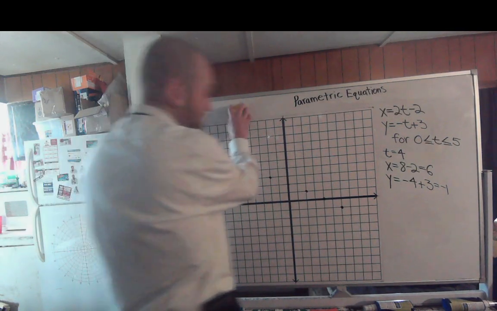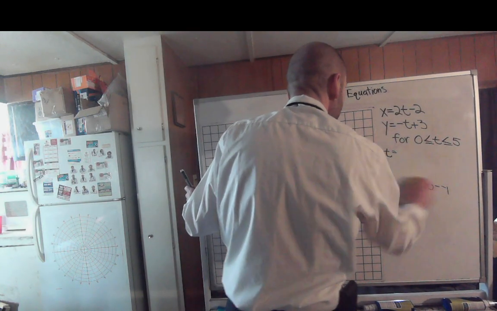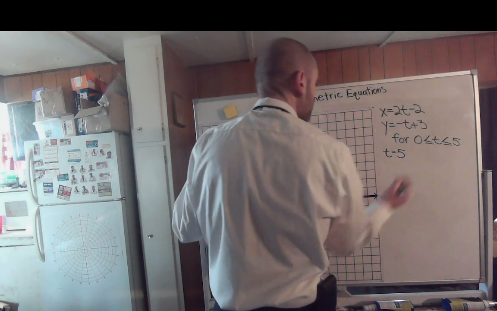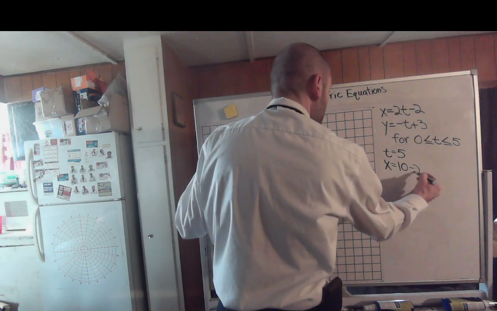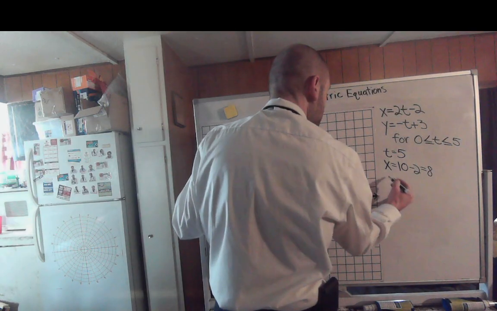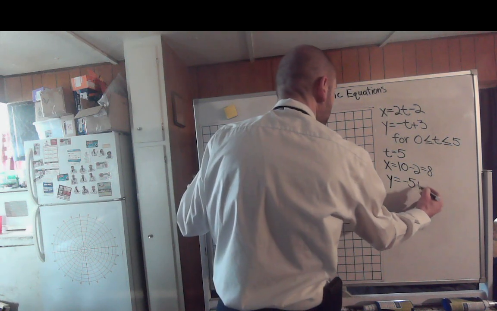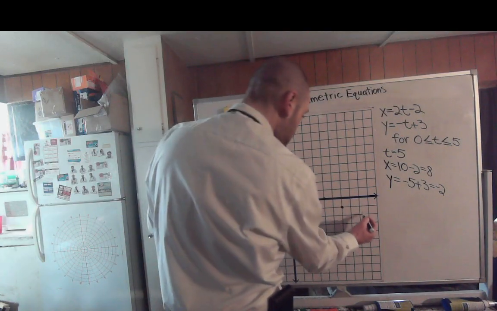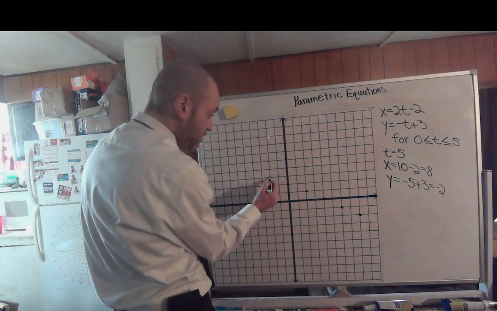And then we can do when t equals 5. So let's see, t equals 5, so that would give you x would equal 10 minus 2, which would mean x is 8. Y would equal negative 5 plus 3, which means y would equal negative 2. So you'd have the coordinate 8, negative 2. And now we can go ahead and graph this.